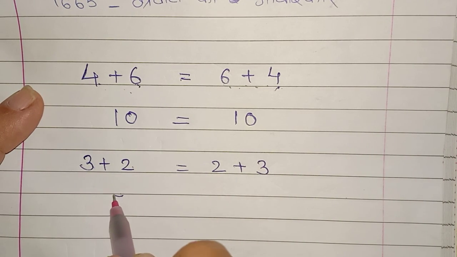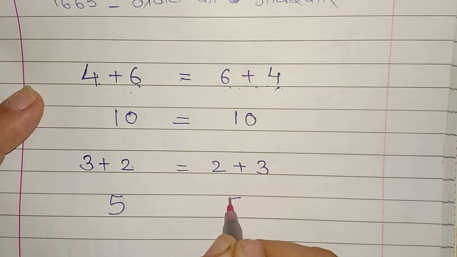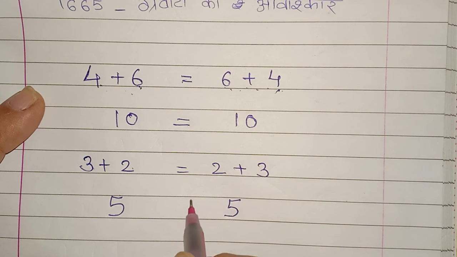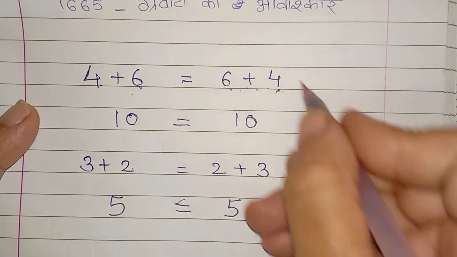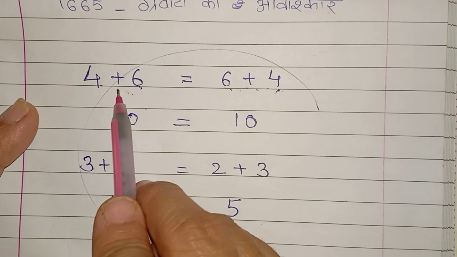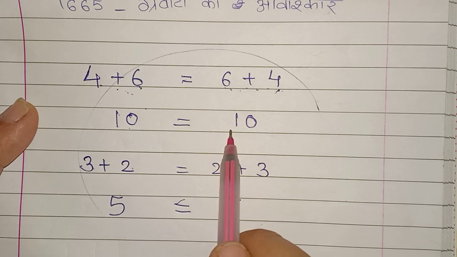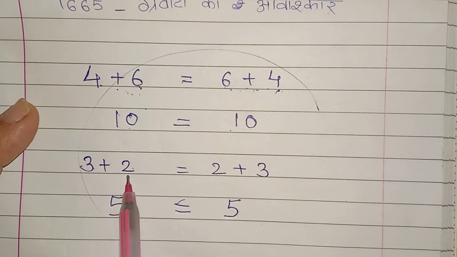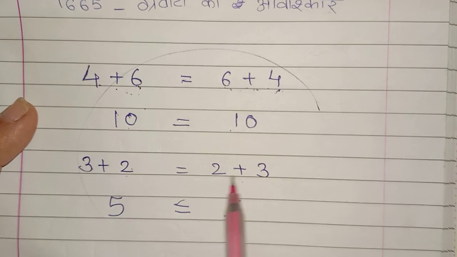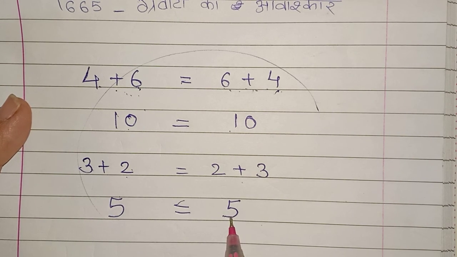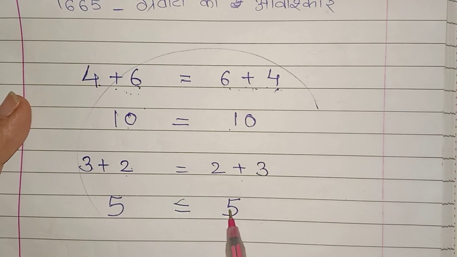3 plus 2 gives the answer 5 and 2 plus 3 gives the answer 5, which is also equal. So we can conclude from this that if we add any whole numbers in any order, the answer is the same. Means 4 plus 6 or 6 plus 4, 3 plus 2 or 2 plus 3, however we add, the answer will not differ. It is always the same. So, we can say that addition is commutative for whole numbers.